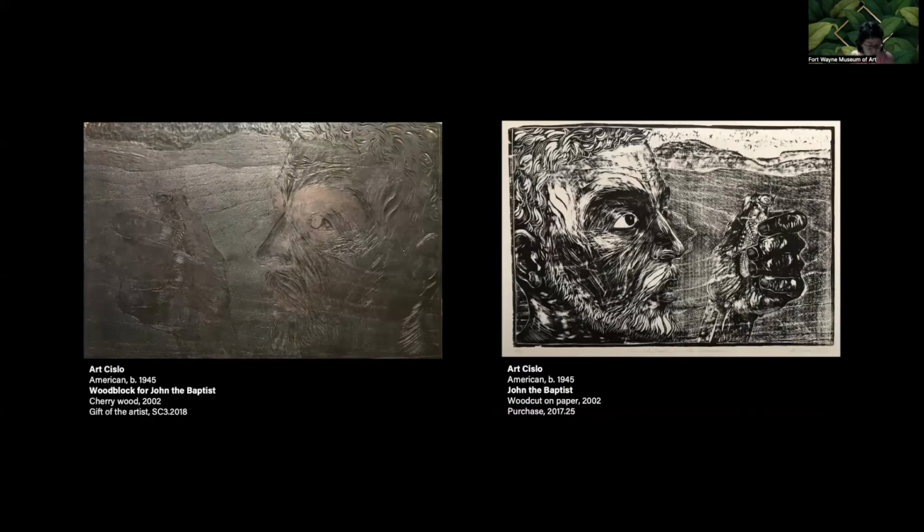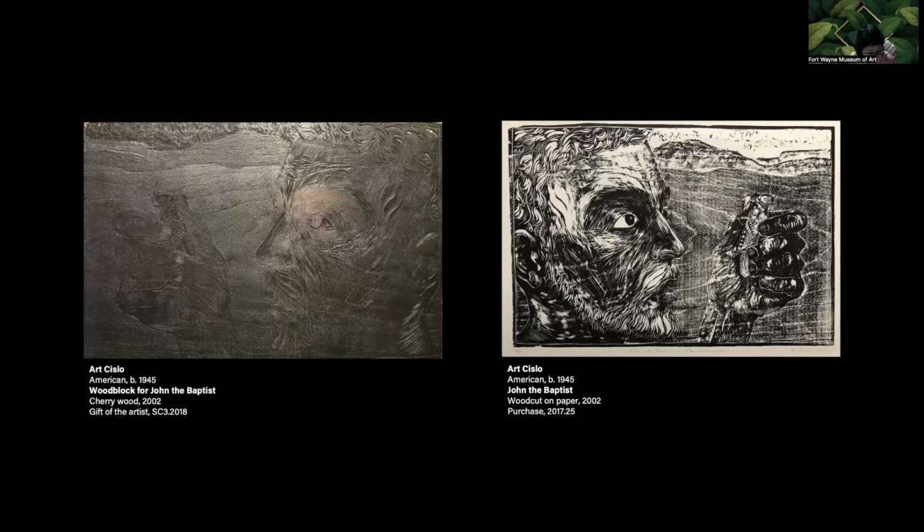The museum is fortunate to own both the woodblock and final print of St. John the Baptist by Art Sislow. He has used a harder cherry wood in this case. While softwood is easier to carve, it may not hold up as well in repeated printing if using a press. Also, softwood is not as conducive to creating fine details. Various size gouges, knives, and chisels are typically used to cut away the material in making a woodcut.